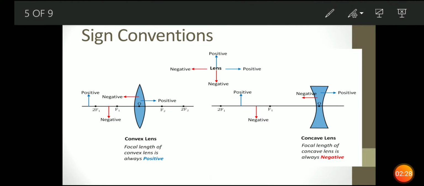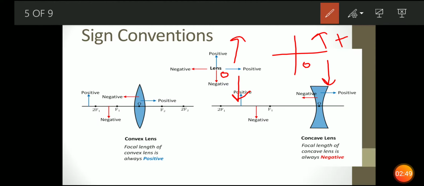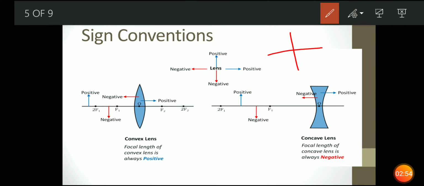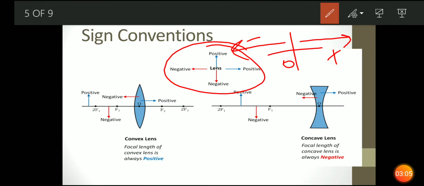Next is sign conventions. Ray diagrams by concave lens are only two. Now we will do the sign conventions. This is your origin, suppose. Now upward is positive, below is negative. That means you take the Cartesian plane: above the x-axis is positive, below the x-axis is negative. So this is positive and this is negative. But if we talk about this origin, if we move towards the right along the positive x-axis, it is positive. But if we move towards the left, it is negative. So the same is depicted over here.